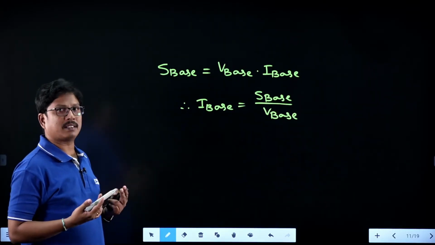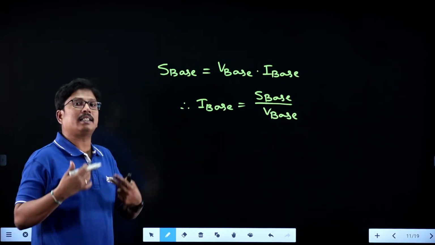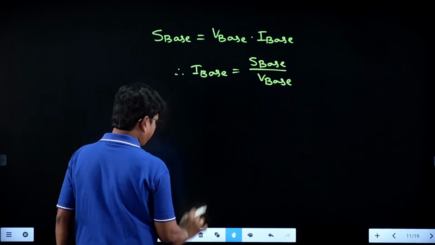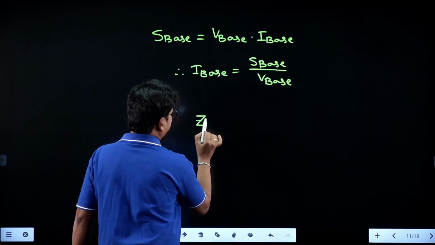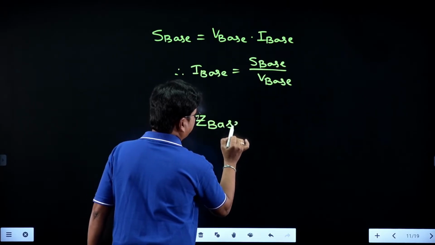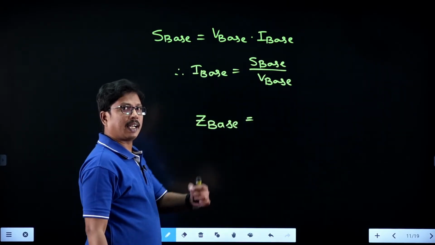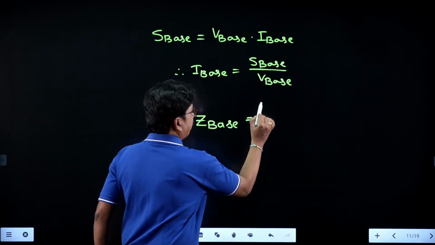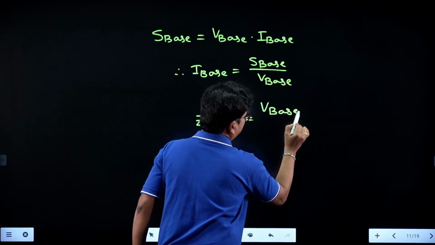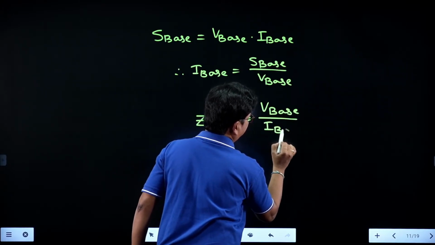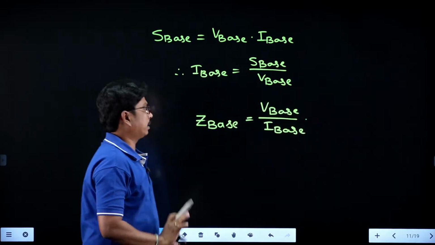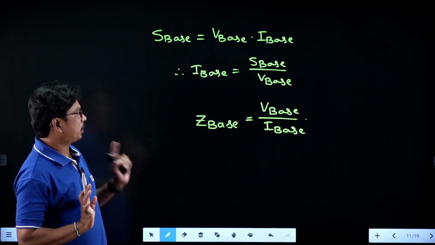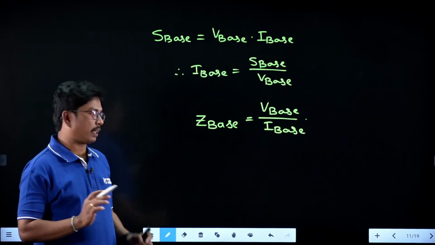After calculating I base, we can calculate Z base, the impedance base. What is Z base? If you want to calculate base impedance, it will be base voltage divided by base current. That is, V base divided by I base. Like that we can calculate Z base, students. Is it clear, everybody?